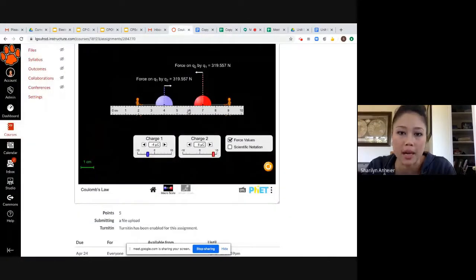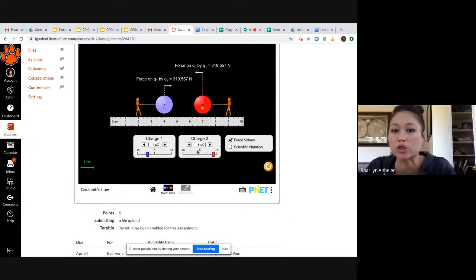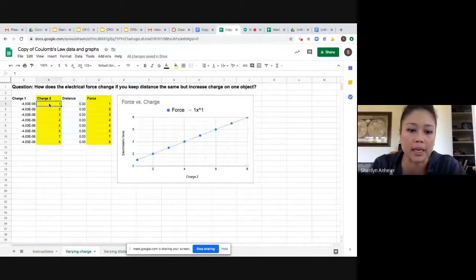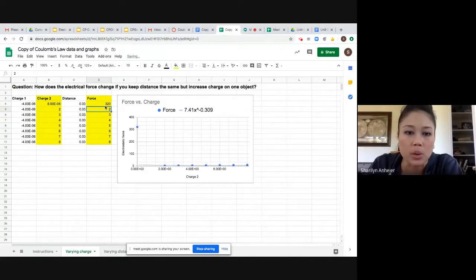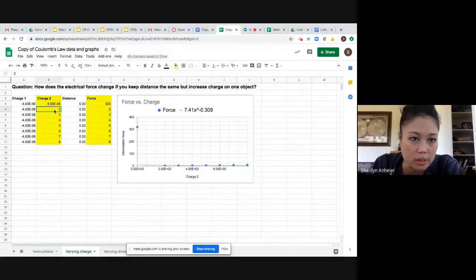From there, I want to take charge 2. I'm going to keep the initial charge 2 the way it is, 8 microcoulombs, and that gives me a force of 320 newtons. I'm just going to round it up. So I'm going to plug in 8e to the -6 power, because microcoulombs is always -6, and then I had 320 newtons of force. That changed a lot of stuff here in my diagram. Then I want to do 7 other charges and see how that changes my diagram here.